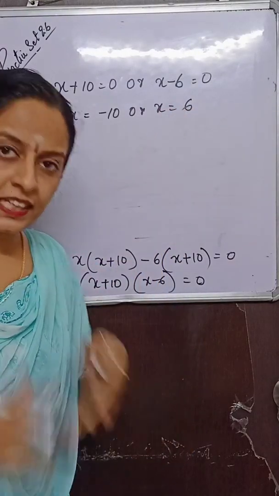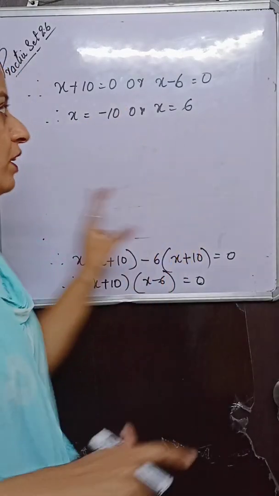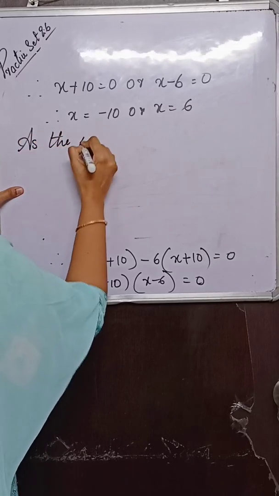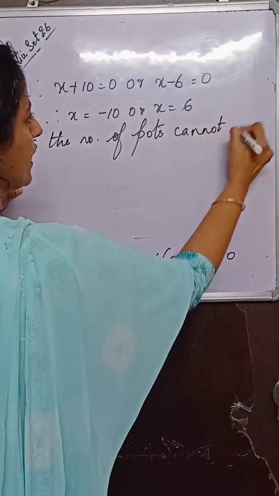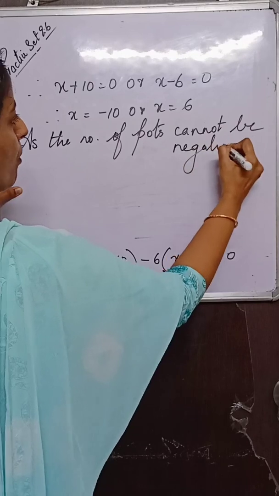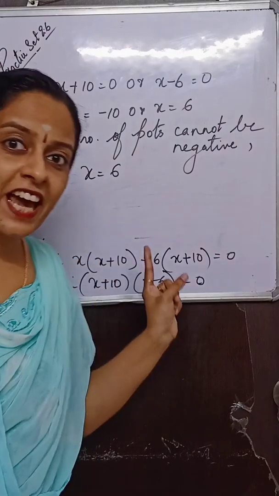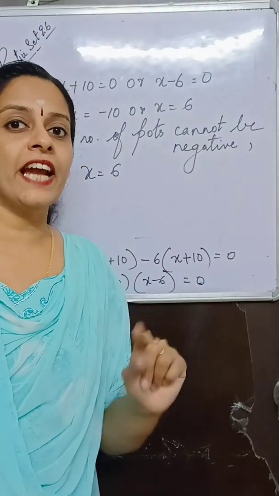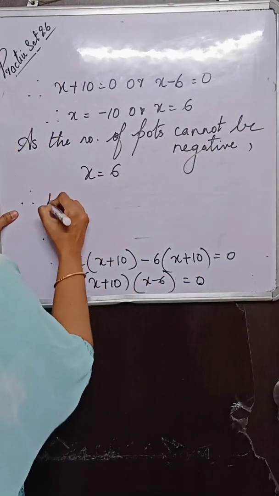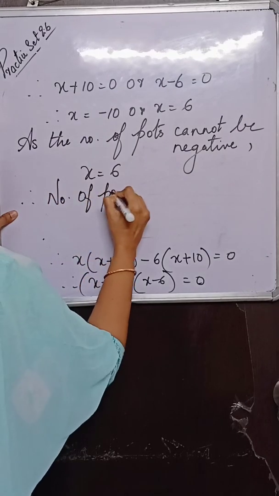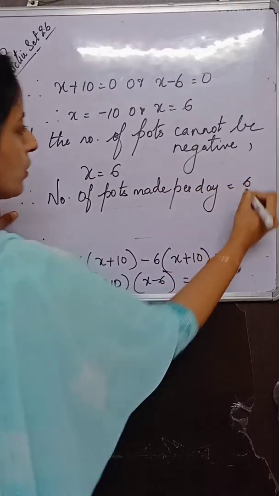Now, which is the correct value? Can the number of pots made per day be negative? No. So x equal to minus 10 you will not take, as the number of pots cannot be negative. We will take x as 6. What was x? Number of pots made per day. So, Qasim is making 6 pots per day. Therefore, number of pots made per day is equal to 6.